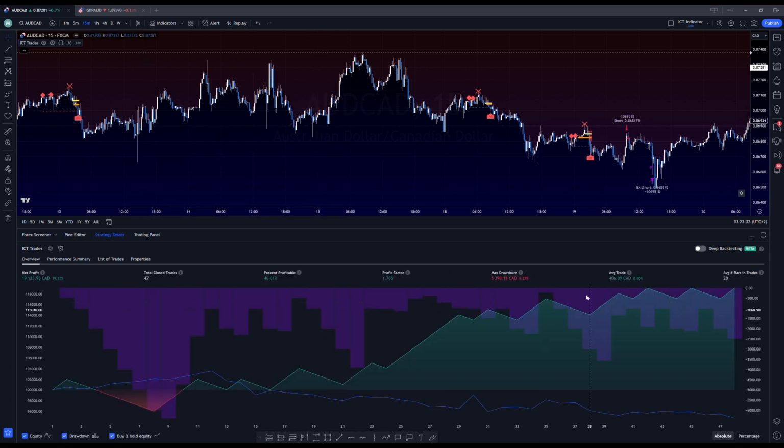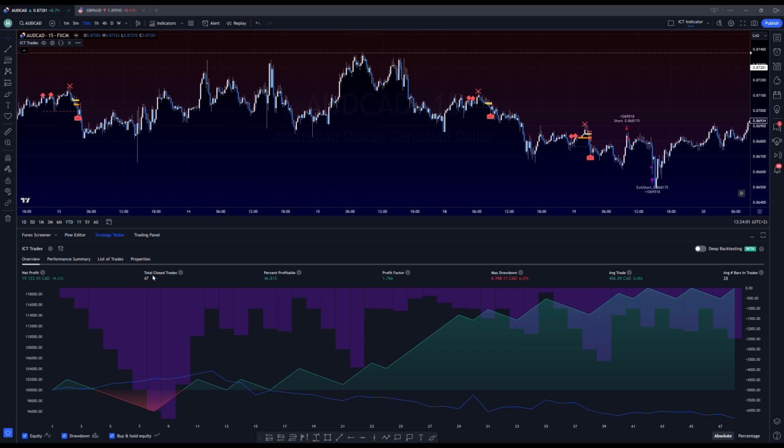Next thing is the strategy backtesting, or the strategy tester, where you can see some overview of the backtesting. As you can see, our net profit is 19%. So we have earned 19% overall. Okay, so that's very nice.